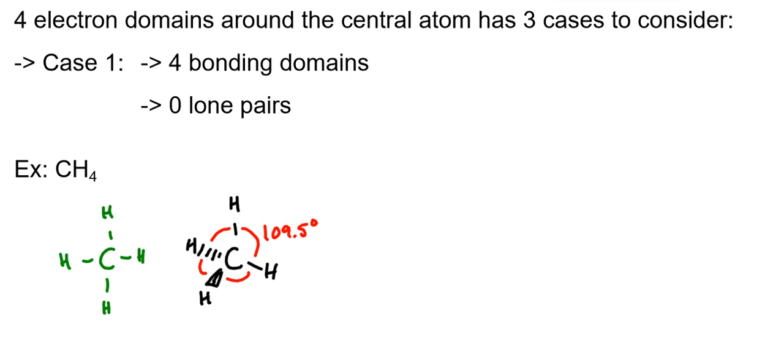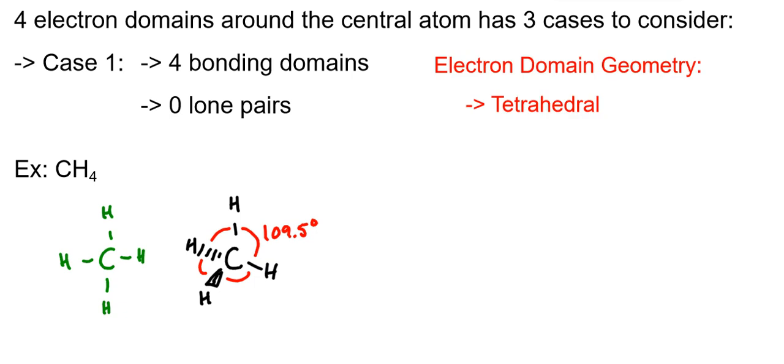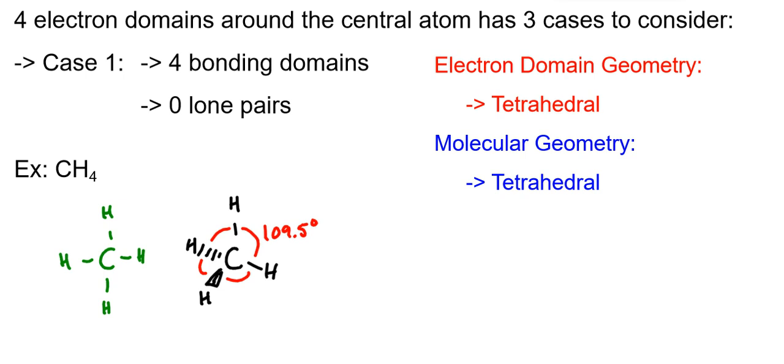So the methane will have an electron arrangement that is tetrahedral. The domain geometry is tetrahedral because there's 4 electron domains. That will always be true for all these examples for 4 electron domains. Its molecular geometry will also be tetrahedral, and that's because all of the electron domains are bonding domains.